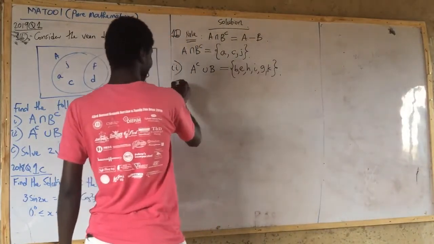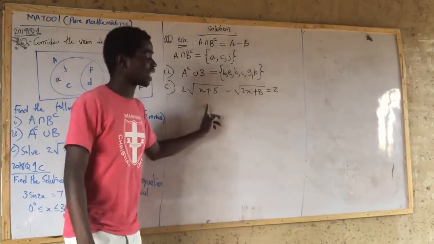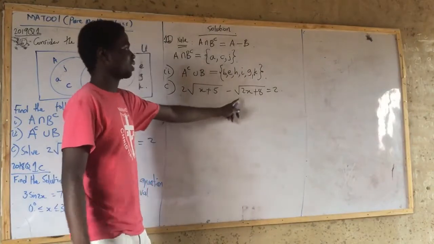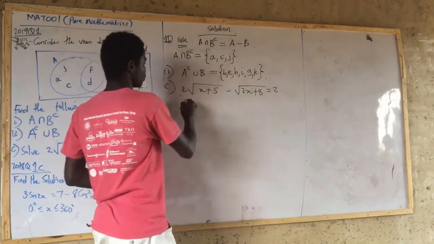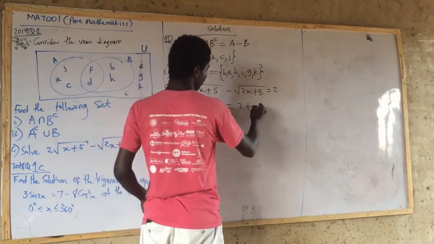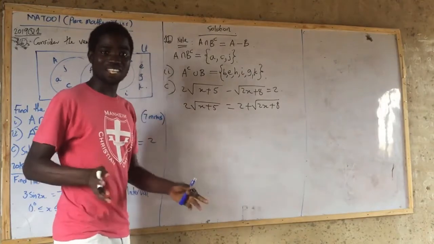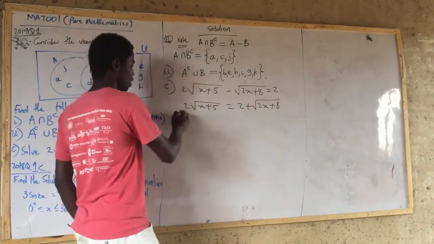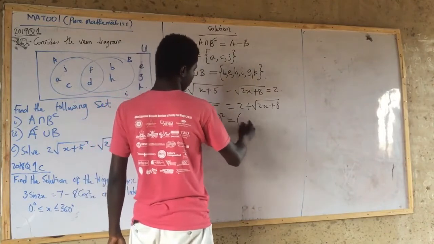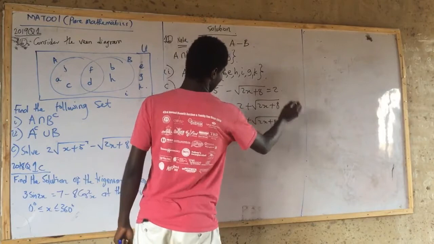So the third one, C. For the interruption, let's continue. I have 2 root x plus 5 minus square root of 2x plus 8 equal to 2. Bring this one to the other side. I have 2 root x plus 5 equal to 2 plus root 2x plus 8. Square both sides. You square both sides first. So you have 2 root x plus 5 all squared equal to 2 plus root 2x plus 8 all squared.